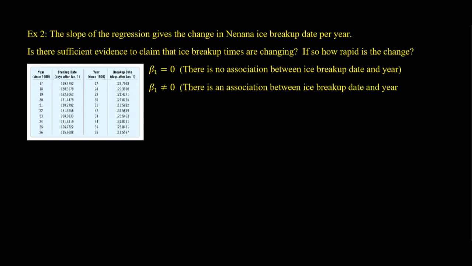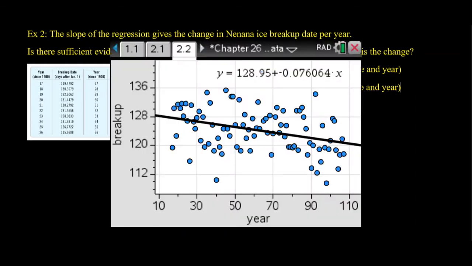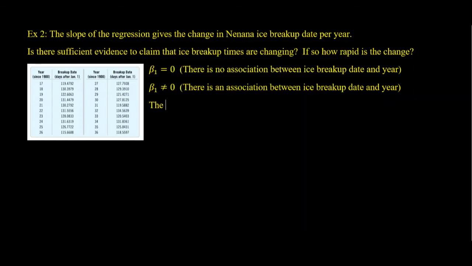So now we need to take a look at the scatter plot before we look at the conditions. I have everything plotted here. We put a line through it. It's not very strong, but there is a linear relationship that is negative. The scatter plot of year and ice breakup date is negative and roughly linear.